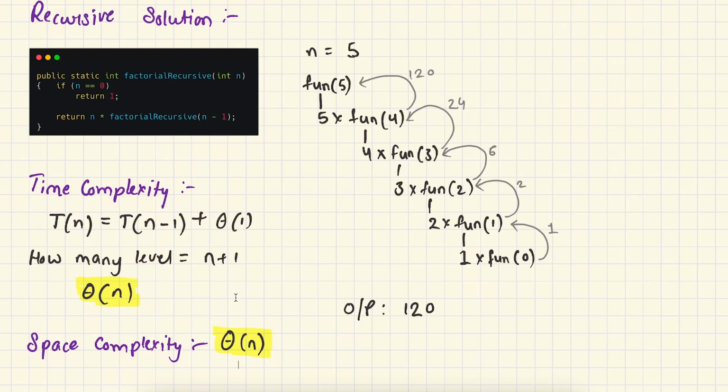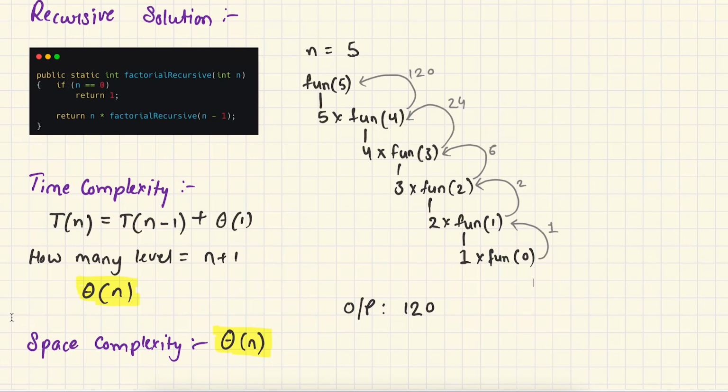And there is a moment in time when we reach the function call with 0. At this moment, all these function calls are going to stay in our call stack. So we could say we need at least n amount of space to store all the function calls, right? So we could say this recursive solution takes n amount of space to store the recursive function calls on a call stack. So the overall space complexity of this recursive function is going to be theta of n.